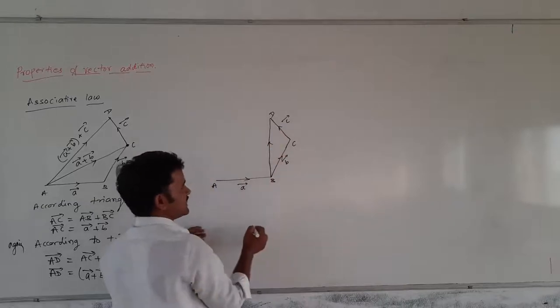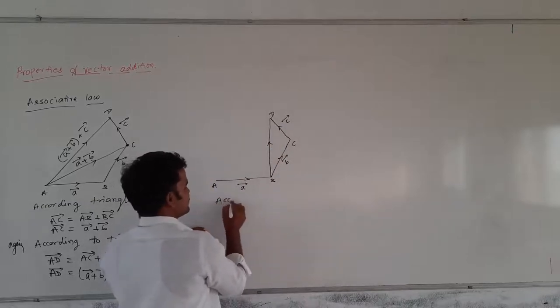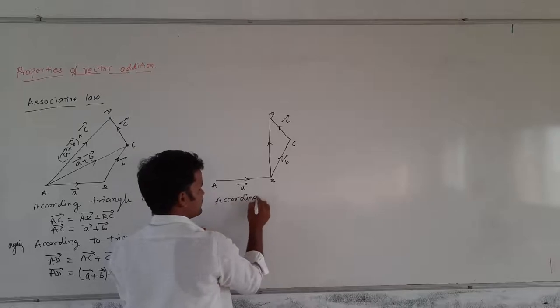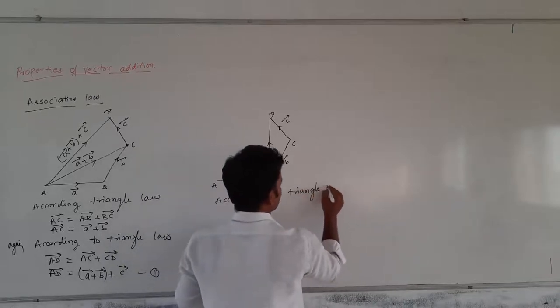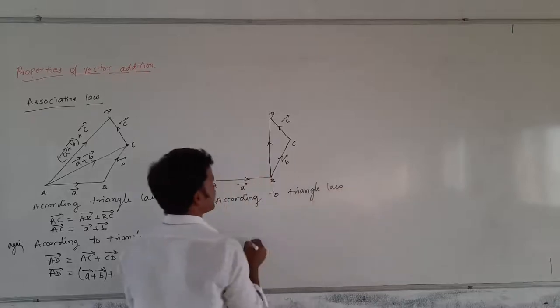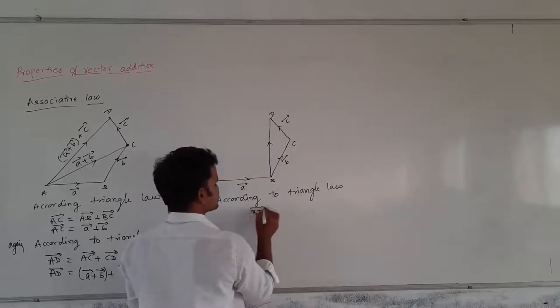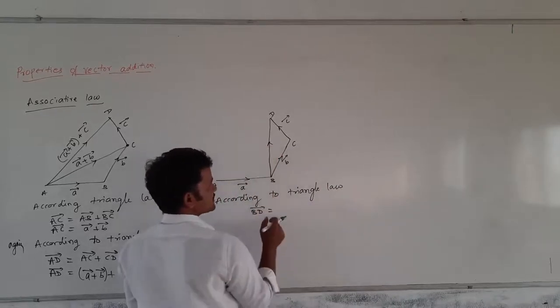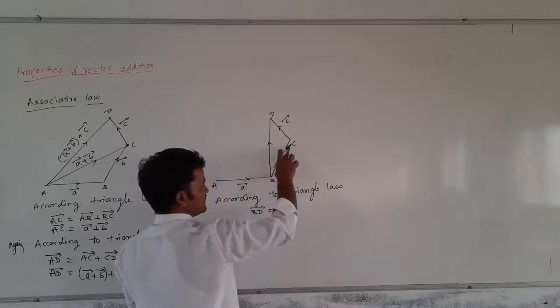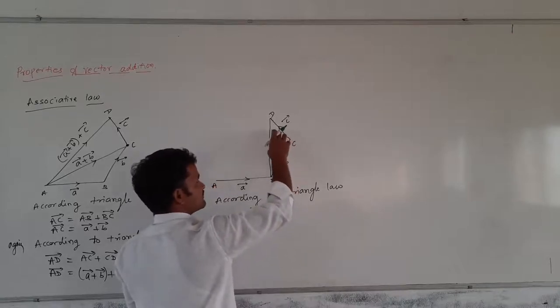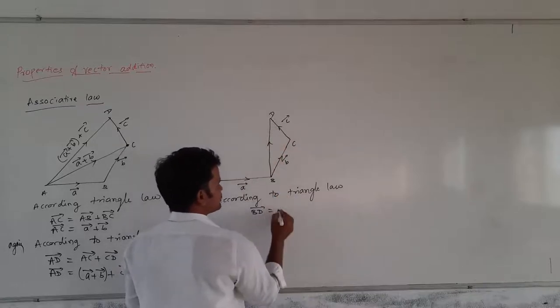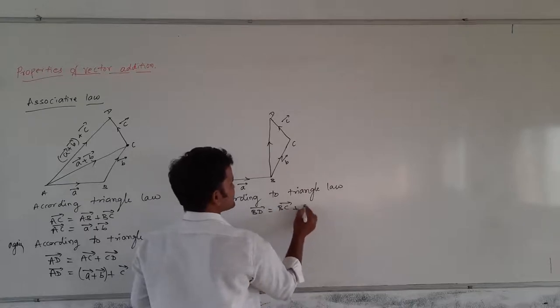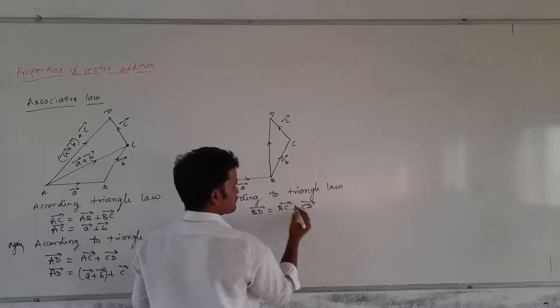We have to write the straight line here. Again here, in the same way, according to the triangle law of vector addition, vector BD is equal to the first vector BC, whose terminal point coincides with the initial point of the second vector. So I can write vector BD is equal to vector BC plus vector CD.